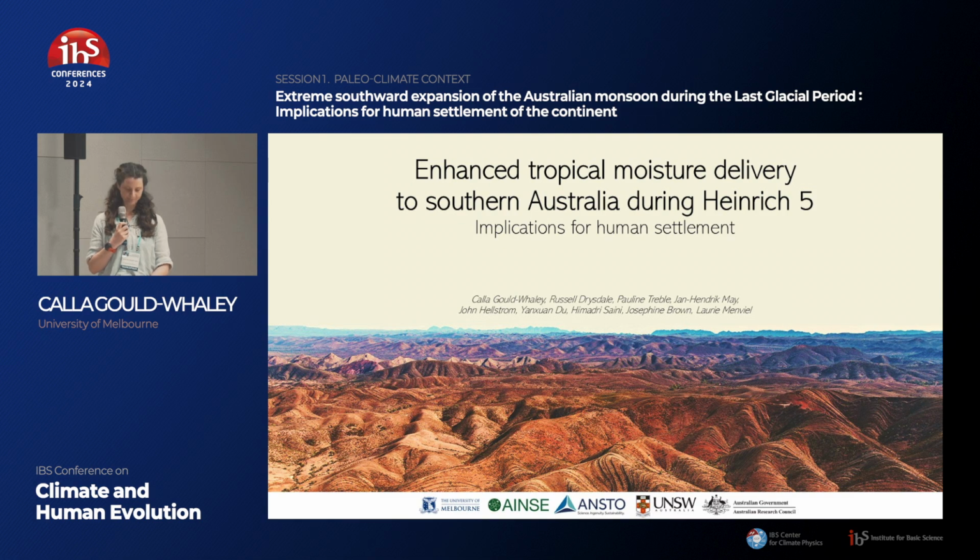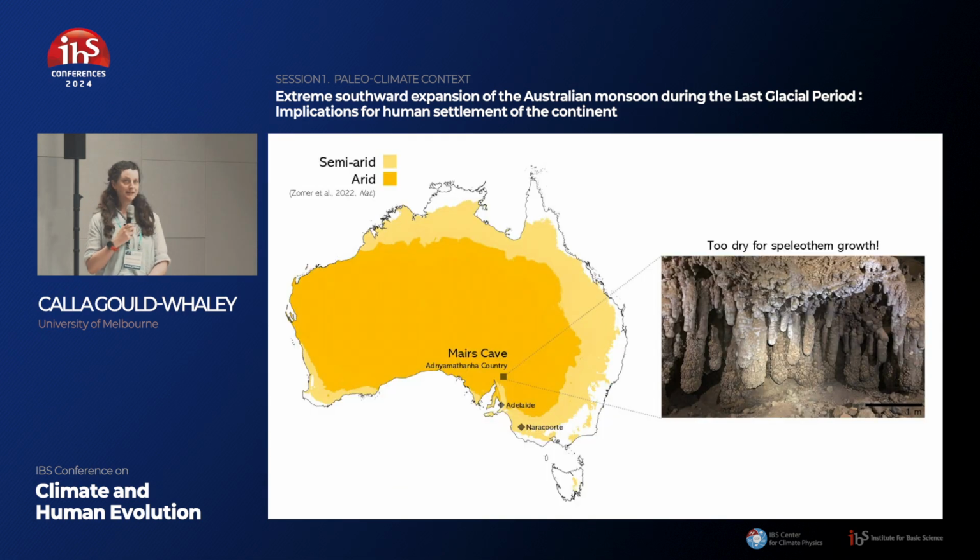settling the continent. So for some context, Australia is a really dry country at the moment, so 70% is defined as either semi-arid or arid. And our study site, Mares Cave, is right down south on Adnyamathanha country in southern Australia, and it sits on the boundary between the semi-arid and the arid zone.